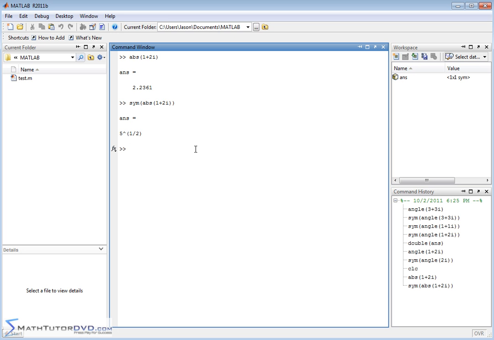Well, you could just convert that to a number by wrapping it in the double function, and then you get 2.2361. So it's kind of fun to play with the Symbolic Math Toolbox.